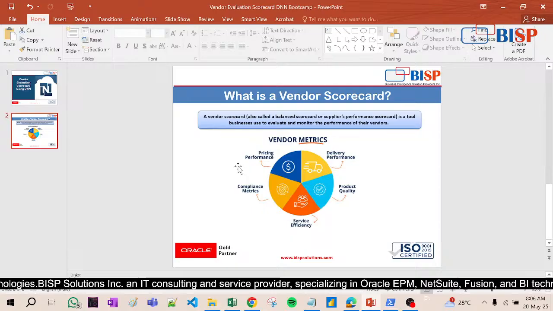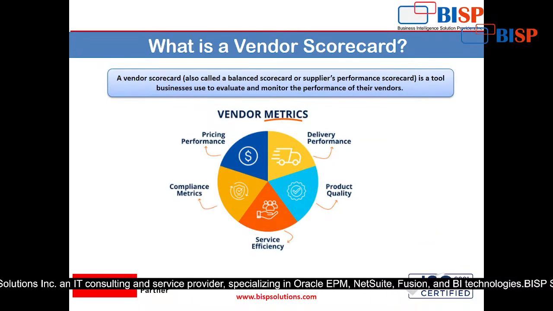What is a vendor scorecard? A vendor scorecard is also called a balanced scorecard or supplier performance scorecard. It is a tool businesses use to evaluate and monitor the performance of their vendors for the whole year. What was the performance of that vendor, right? So vendor metrics: delivery performance, how is the delivery performance.